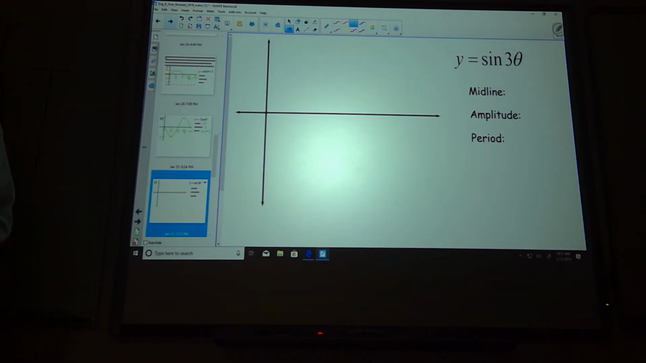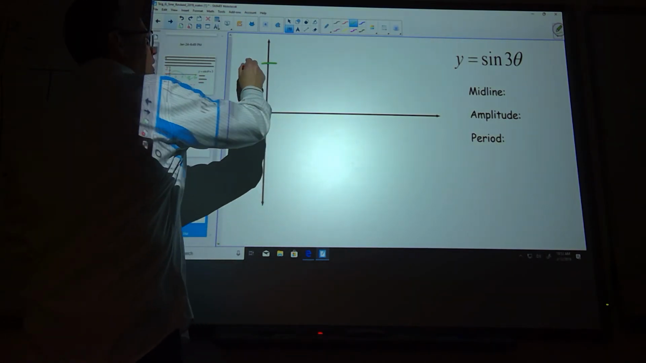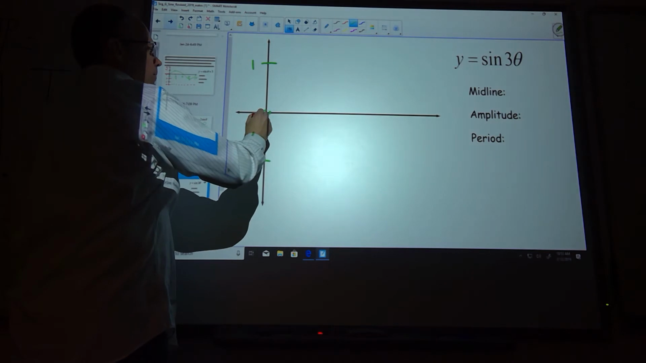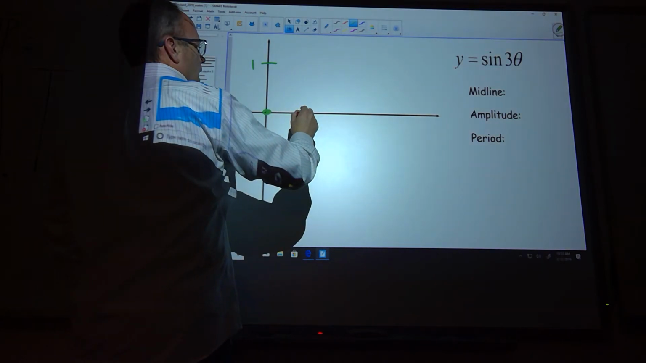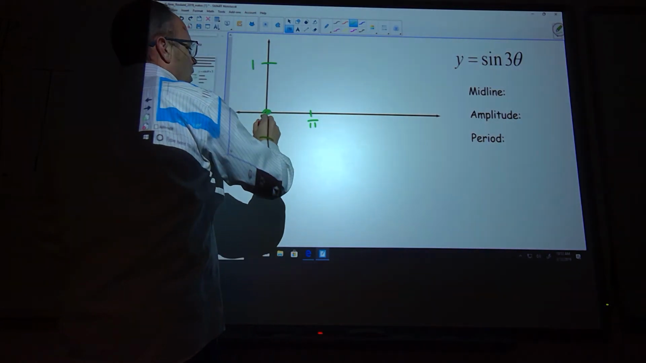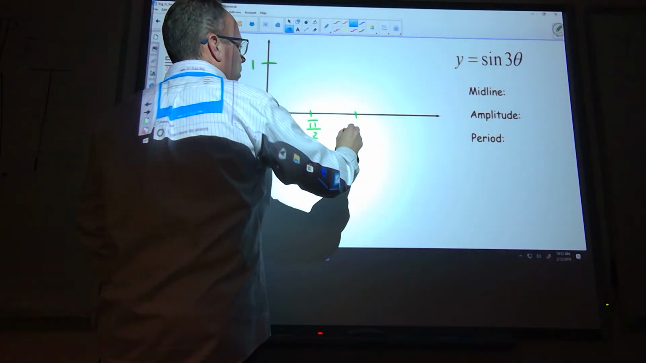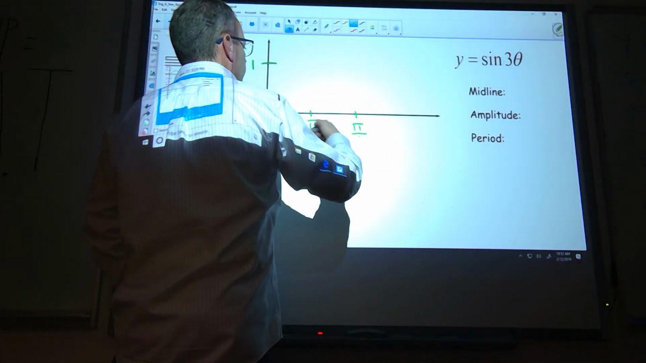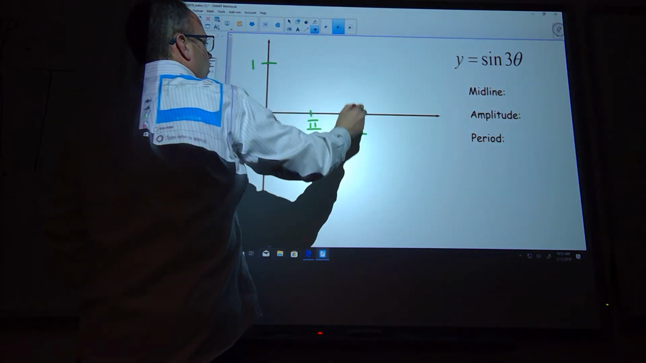How often is this one happening? It's going to happen more often. Watch this. Ready? So it's going to go up to 1, go down to -1. Still with me? So I have pi halves, that's 0. Pi halves. Pi over, or excuse me, I goofed. It should be pi.